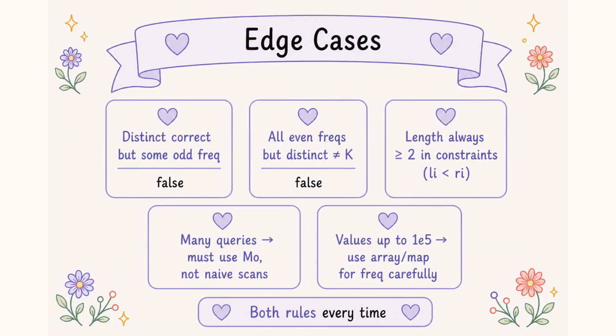Edge cases. Distinct can be correct while some frequency is odd, still false. All frequencies can be even while distinct is not k, still false. Constraints guarantee left is less than right, so length is at least 2. With many queries, you must use Mo, not naive scans. Track frequencies carefully for values up to 100,000.